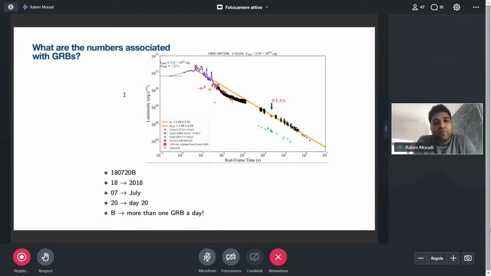How do we number the GRBs? For instance, this GRB is 180720B. 18 means year 2018, 07 is the month of July, 20 is day 20 of that month, and B, when there is more than 1 GRB a day, we call them A, B, C, D, and so on. Usually around 3 or 4 GRBs in a day are observed by different telescopes.